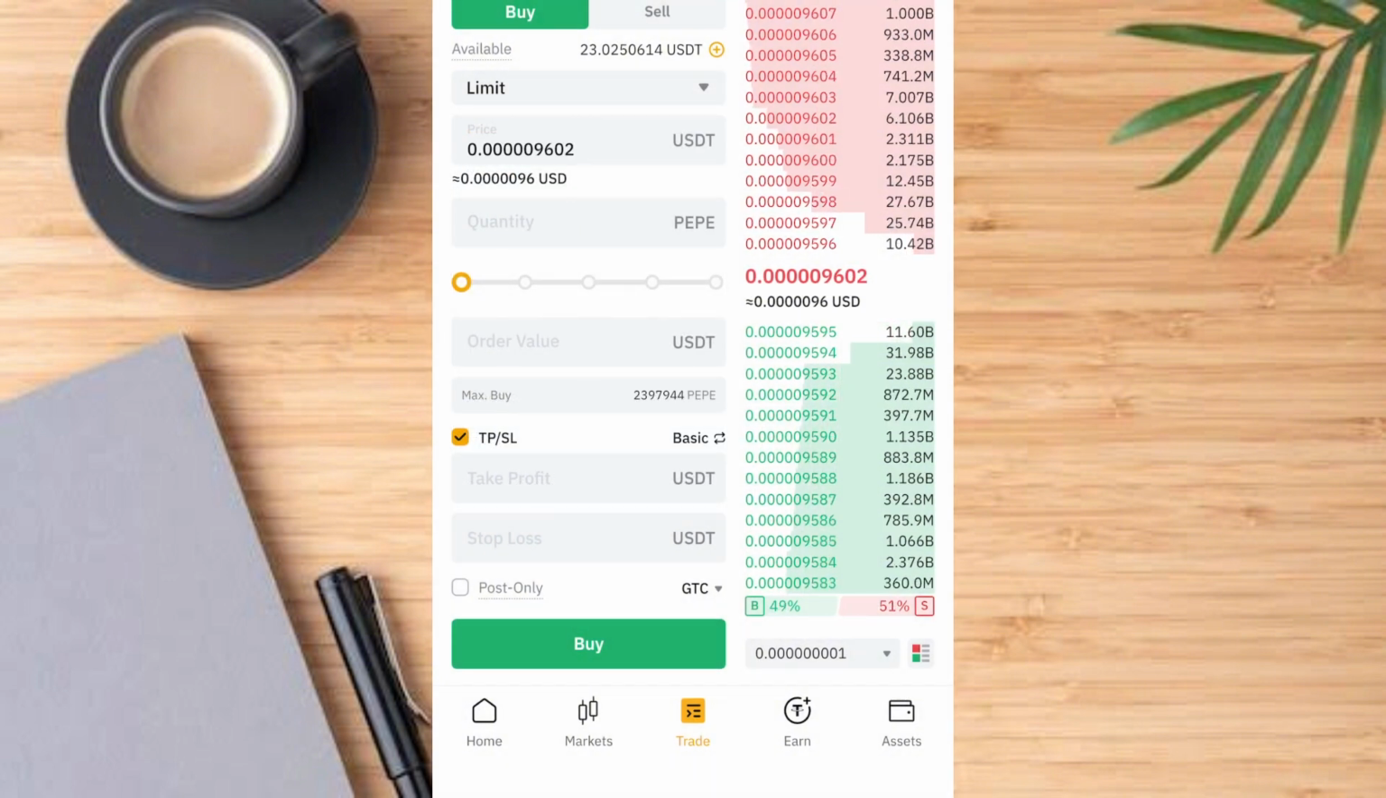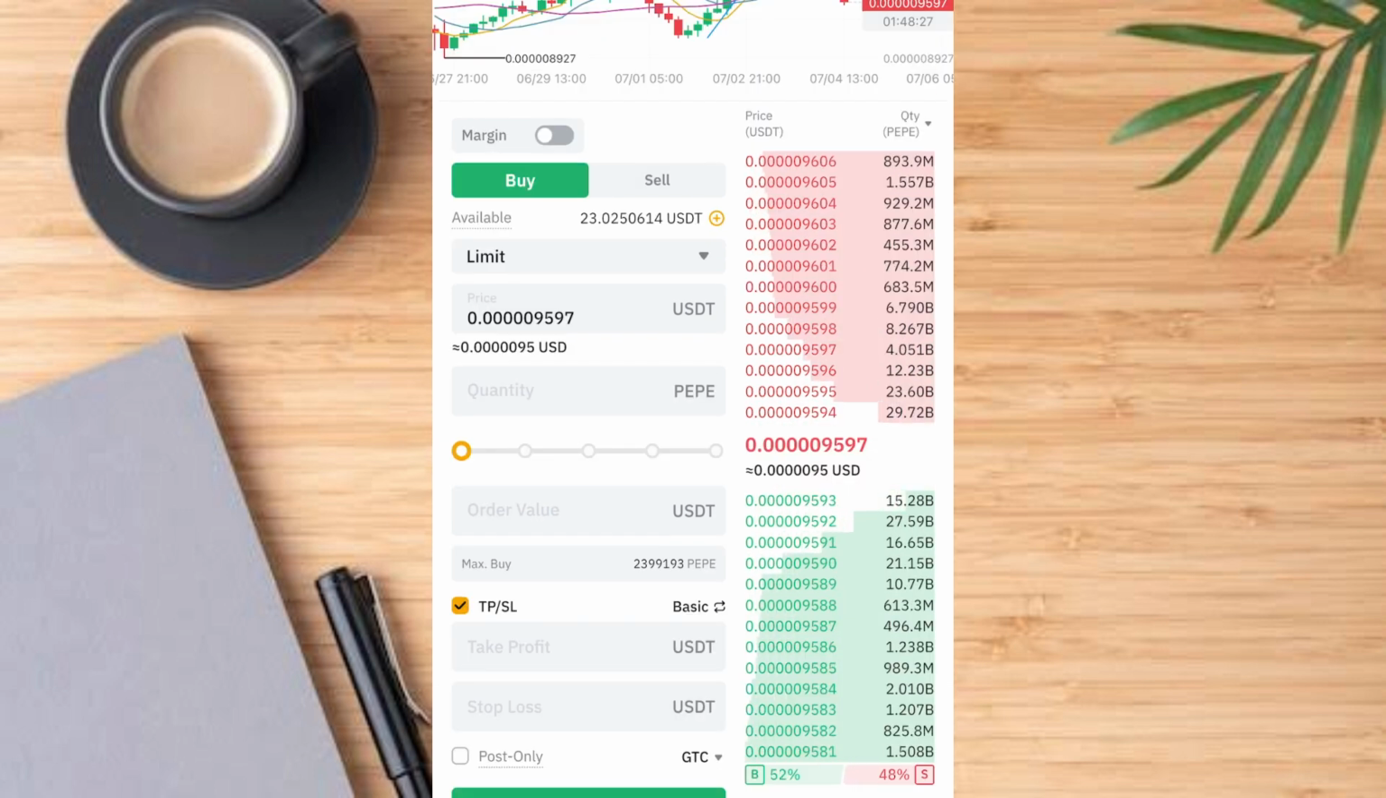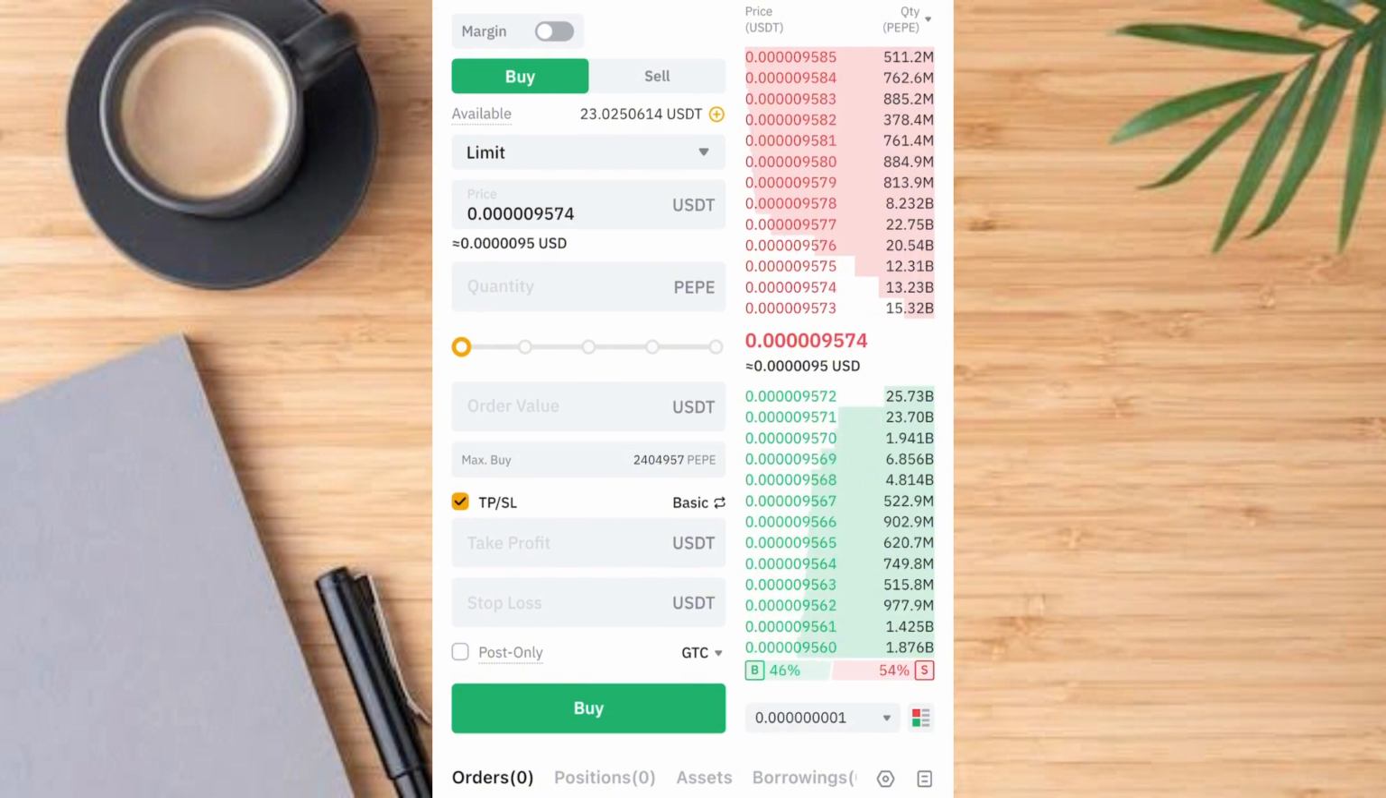So what is limit order? Limit order gives you the right or the chance to buy any token at your convenient price. I mean at your own convenient price. So let me use this one as a case study. Take a look at what is here. You can see that Pepe is selling at 0.0, that is 509574 at 7 something USDT.